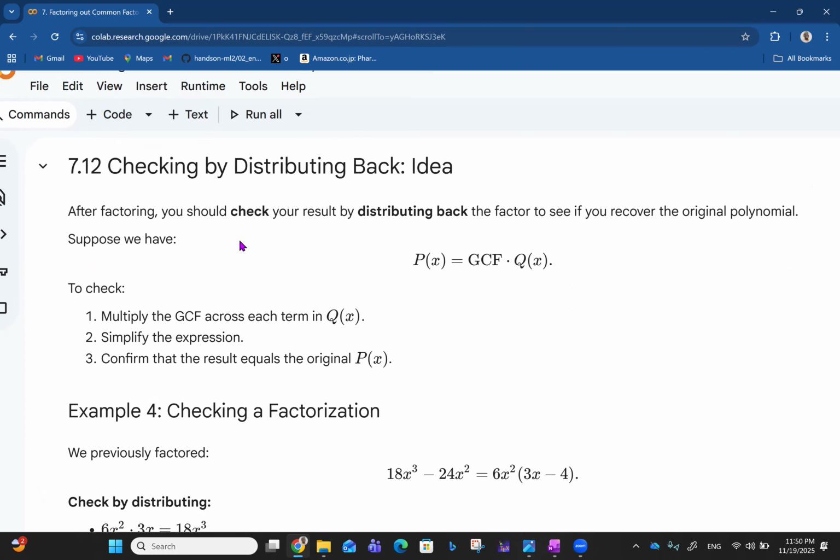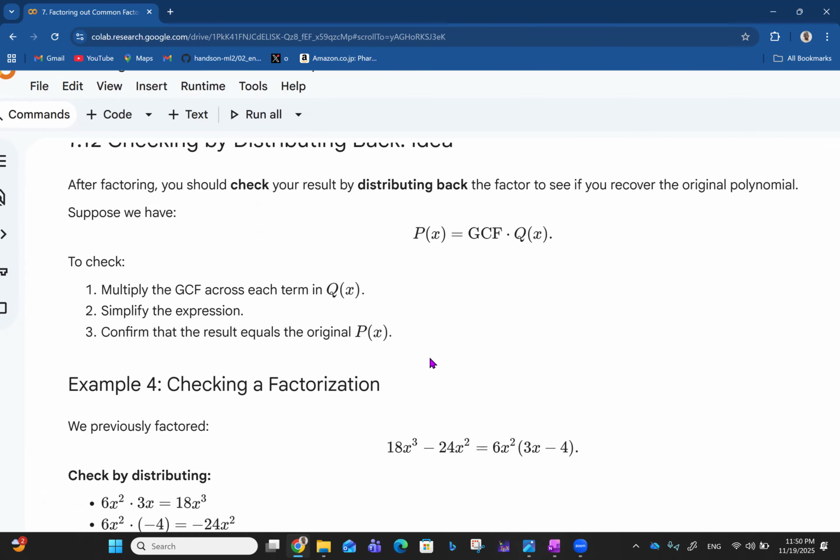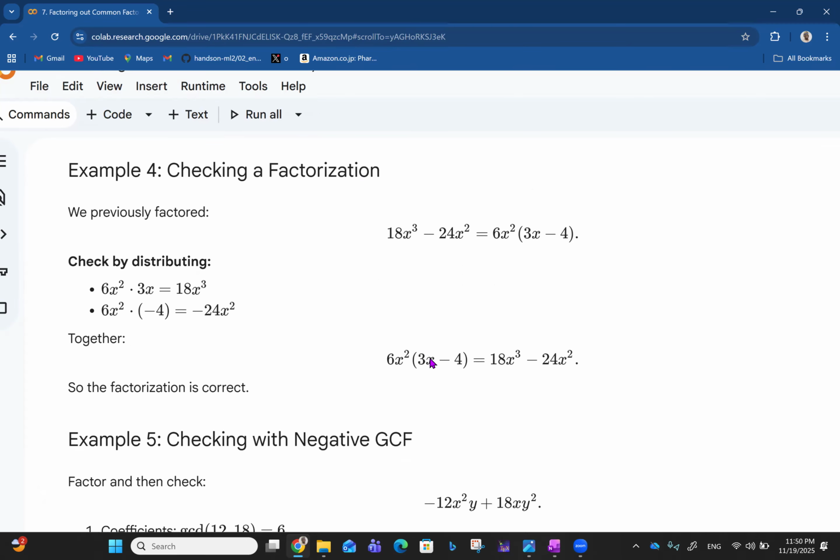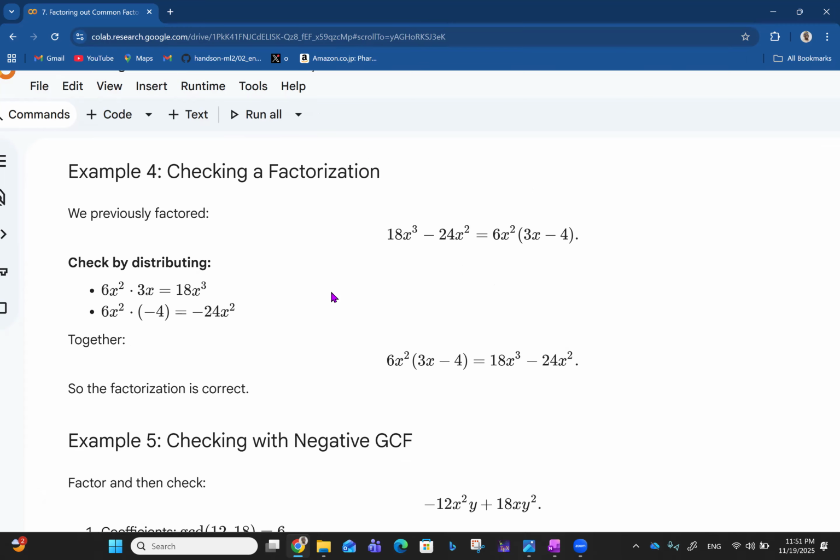So after factoring, you should check your result by distributing back the factor to see if you recover the original polynomial. Suppose we have P of x equals GCF times Q of x, right? The greatest common factor times whatever is left of the polynomial. To check, multiply the GCF across the terms in Q of x, simplify the expression, and confirm that the result equals the original P of x. We are going to do that with one or two of the practice questions later on. Okay, we even have that here.